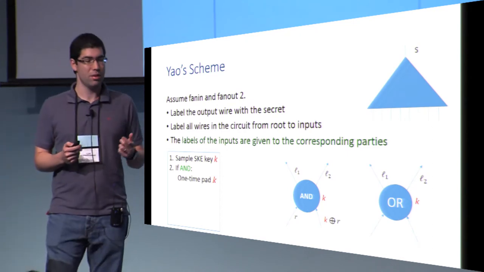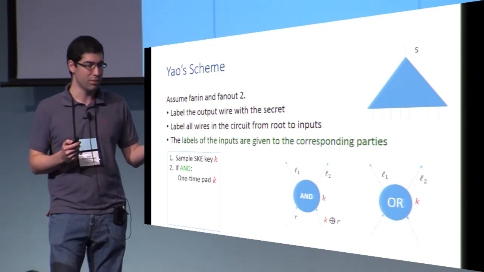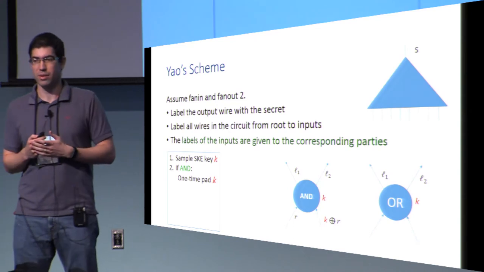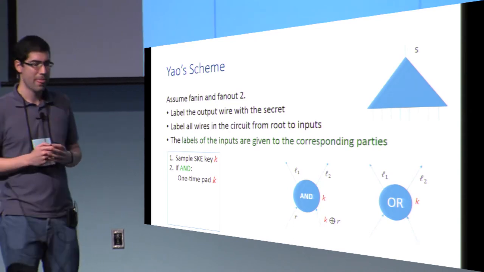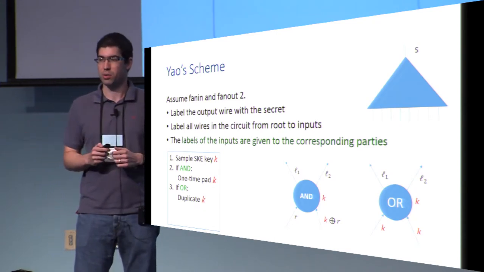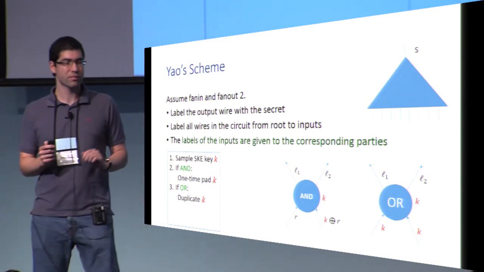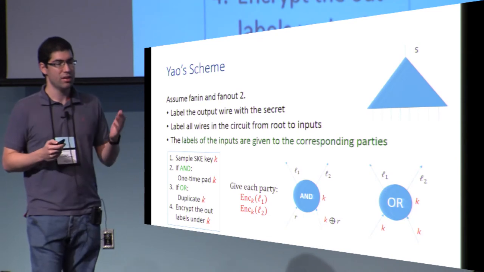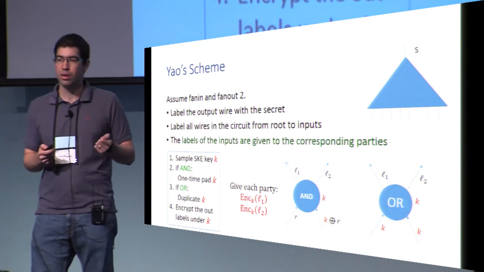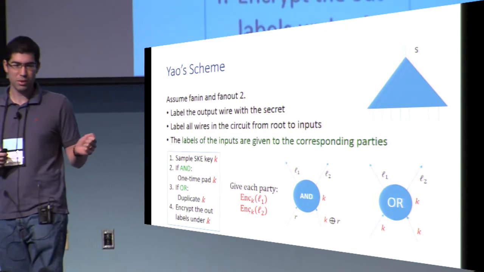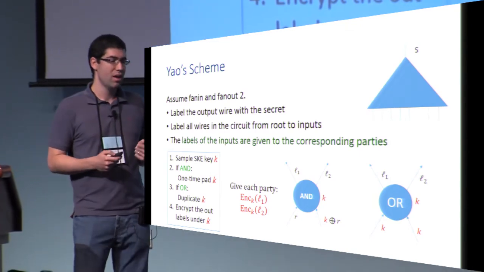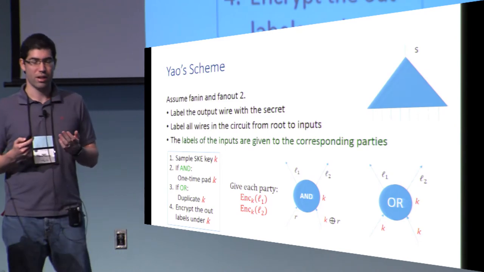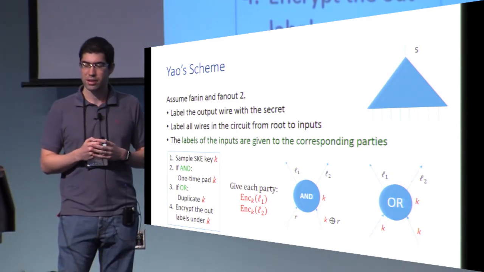Now, if it's an AND gate, we label the left input wire with a random label, and the right input wire with K XORed with this random label. So we just one-time pad this key. If it's an OR gate, we just duplicate it to both input wires. This is the scheme. Last thing we do, we publish on some board or just give each party the encryption of the label L1 and L2 with respect to the key K. We do this in both cases. So that's the scheme. Correctness is quite easy to see by just reversing the process, going from the leaves to the output wire of the circuit.